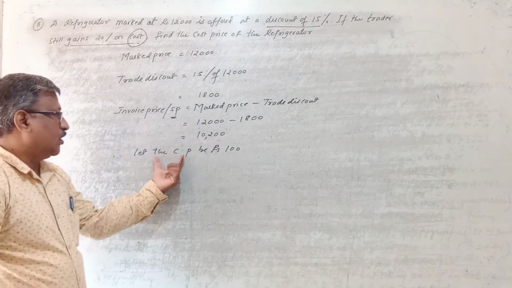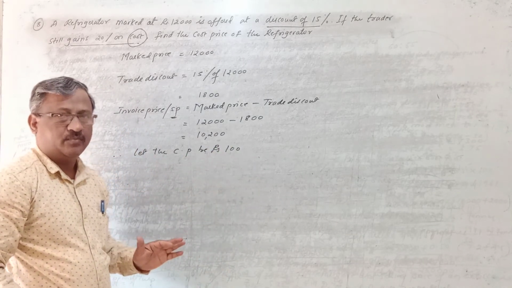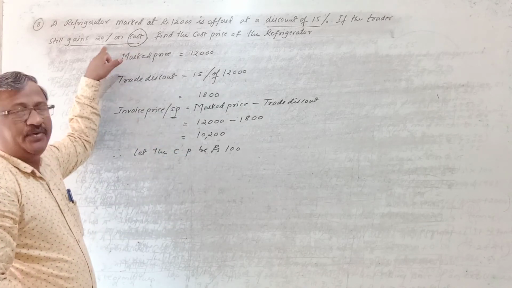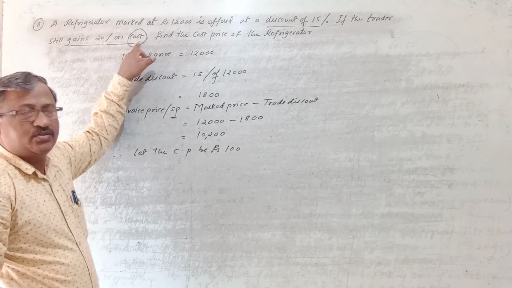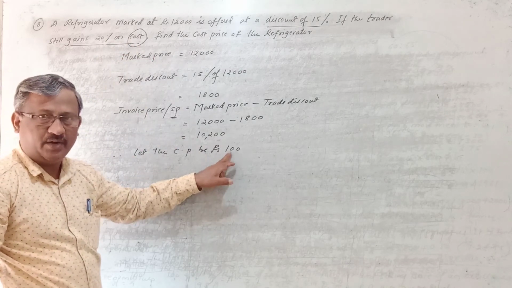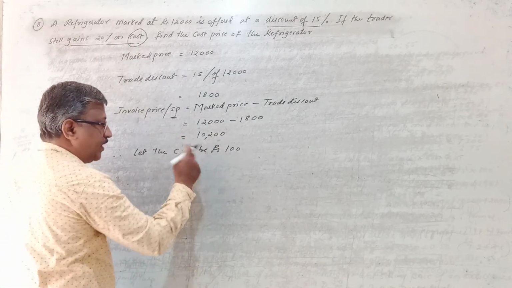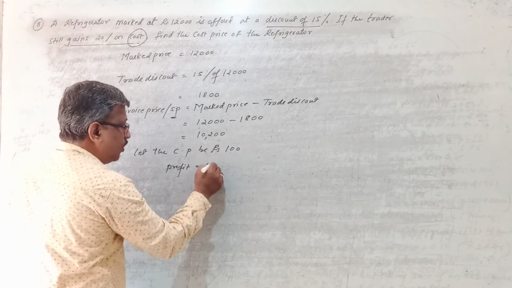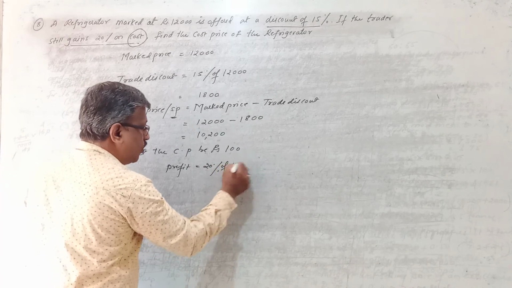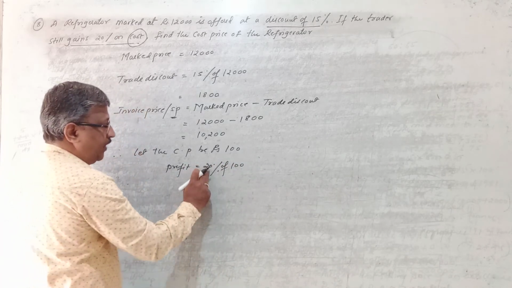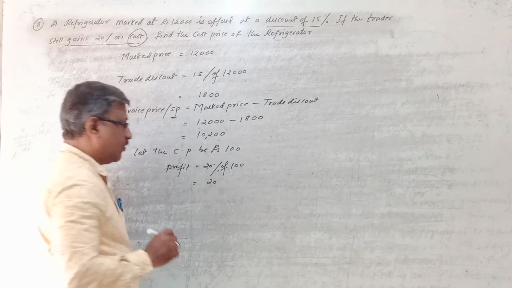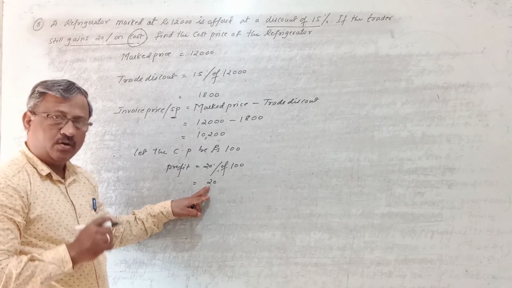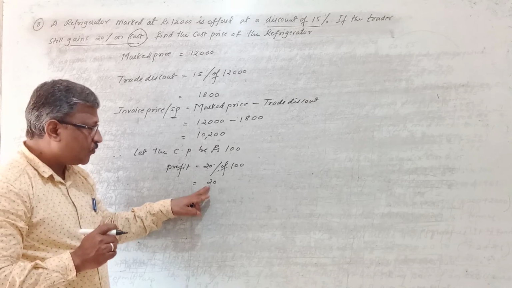Suppose the cost price of that refrigerator is 100 and you want to sell this refrigerator. After selling, how much profit do you want? You want 20% profit on which price? On your cost price. Now cost price is known, 100, so I can easily find out the profit. Profit is equal to 20% on 100 rupees. Profit comes to 20 rupees.